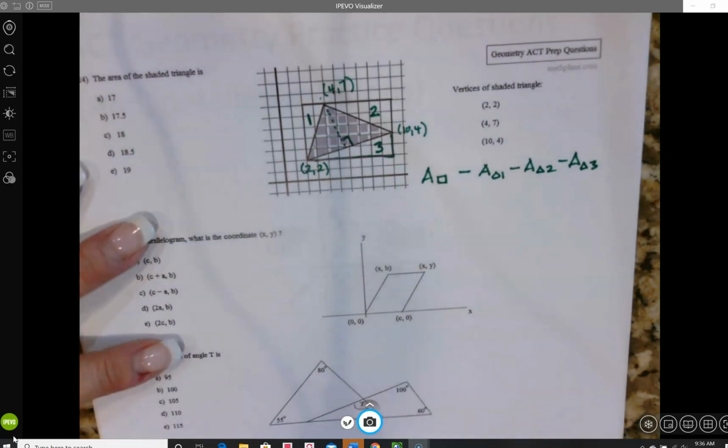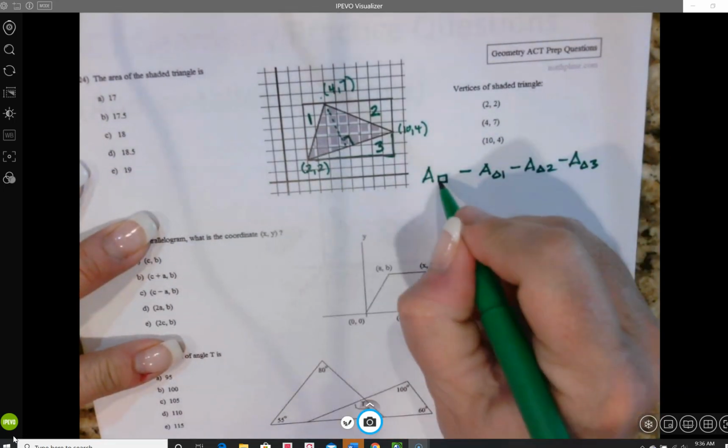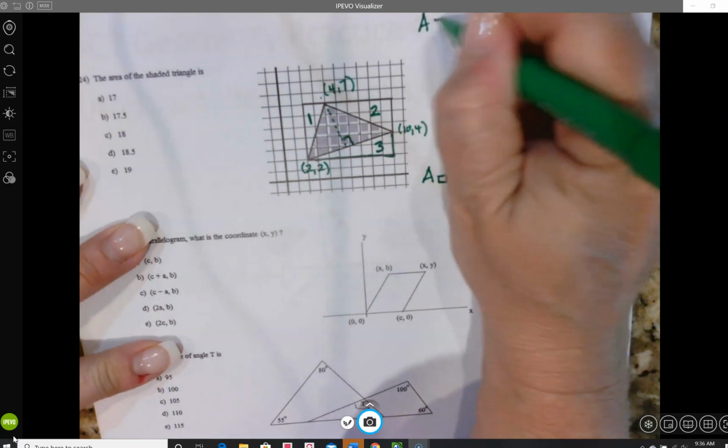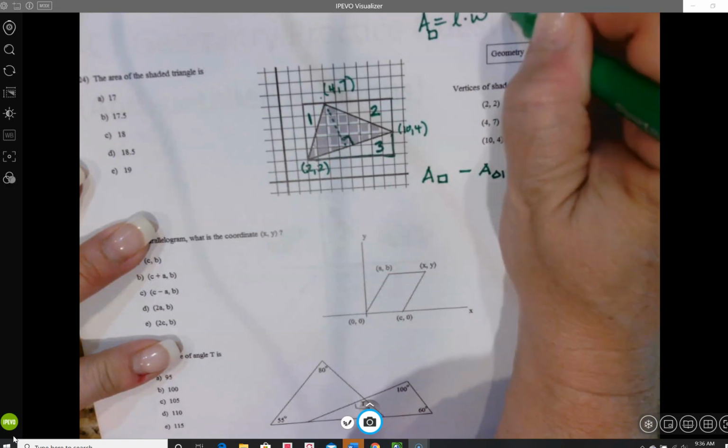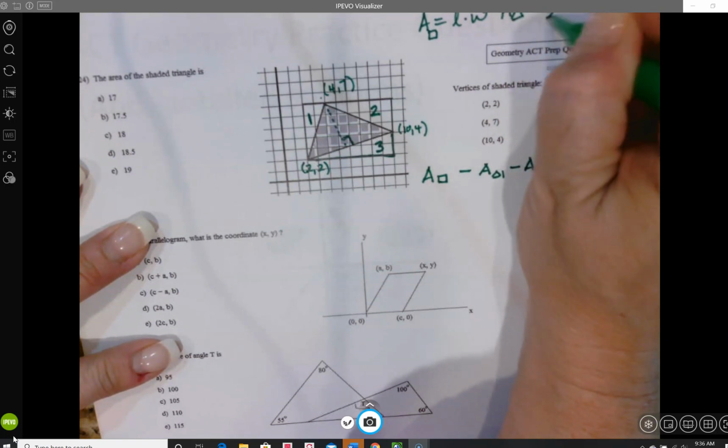Okay, so the area of the rectangle, so let's just review our formulas. The area of a rectangle, we do length times width. The area of a triangle, we do 1/2 base times height.